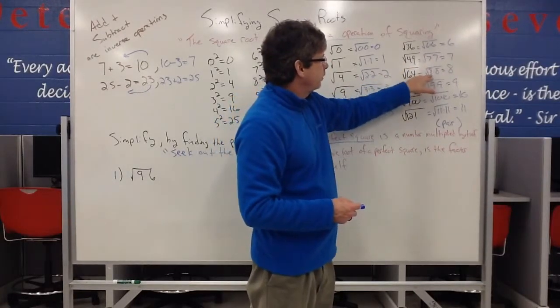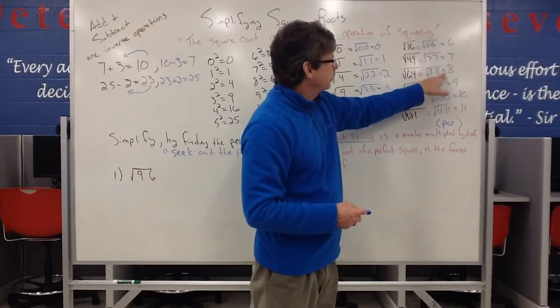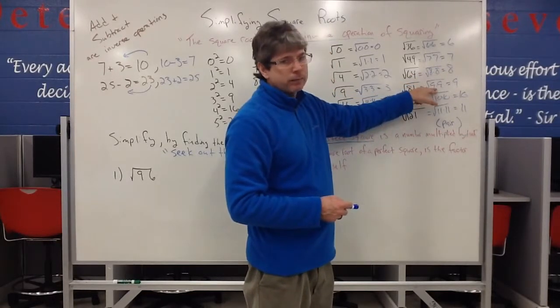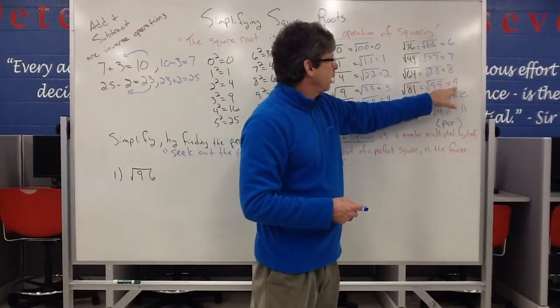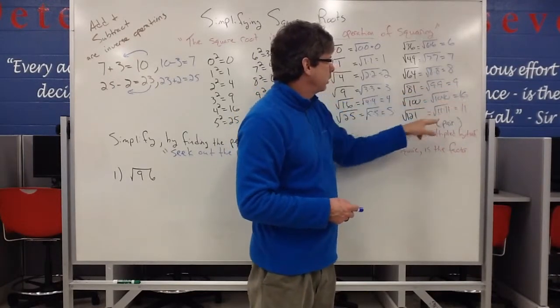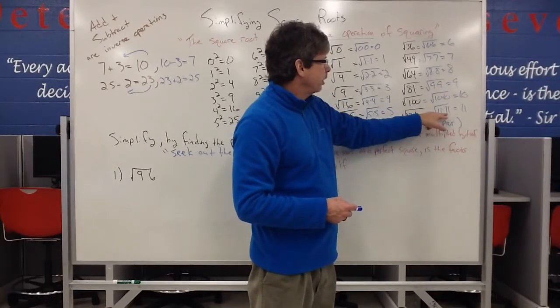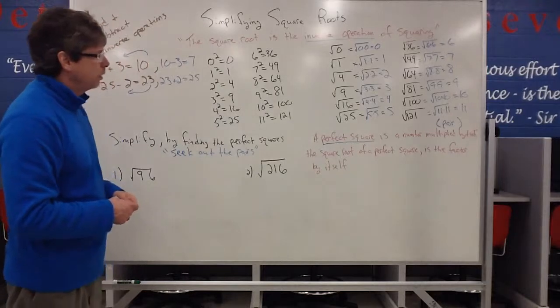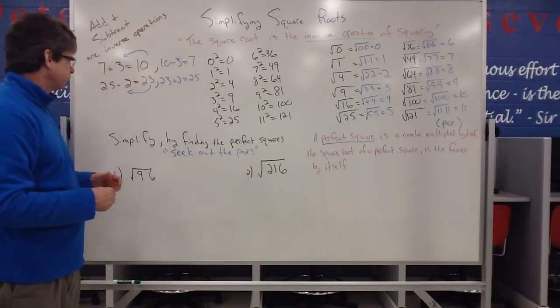So if I have a pair of 8's inside this square symbol, that answer is going to be 8. The square root of 81, notice how it has a pair of 9's in there. Therefore, that answer is going to be a 9. The square root of 100 is a pair of 10's, so that answer is going to be a 10. The square root of 121 was a pair of 11's, so the answer is going to be 11. So that's what I mean by taking the square root of a number.